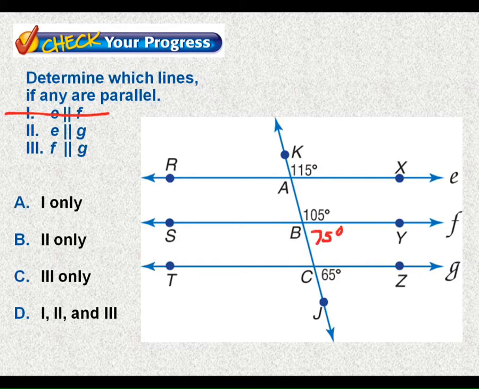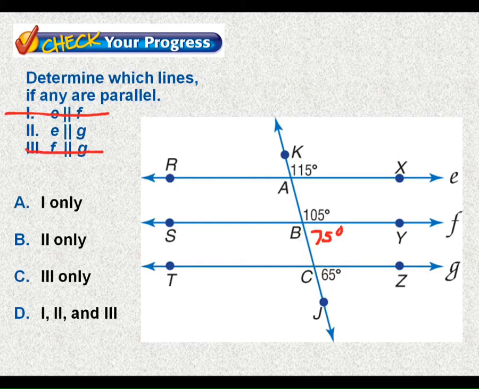Be 75, because I know these two have to add to 180, right? Because they're on a straight line. So then what relationship do these two have? Well, they don't, but these two would be corresponding, right? But they're not congruent. So is F parallel to G? No, because their corresponding angles are not equal.